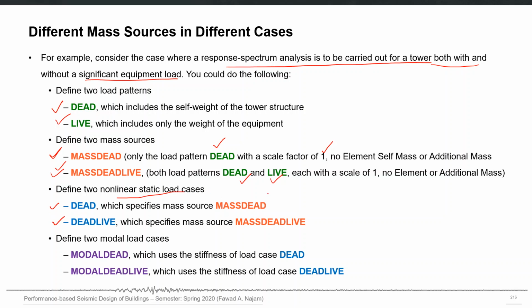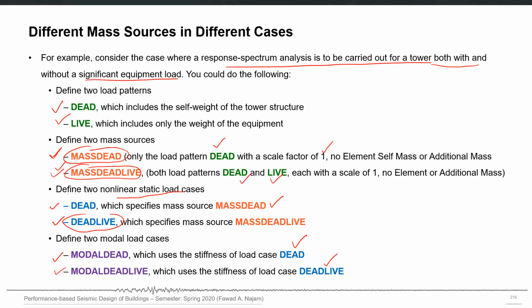So you define nonlinear static load cases, dead and dead live. In dead you specify the mass source as mass dead, here this one, and in dead live you specify the mass source as mass dead live, this one. Then you define two modal load cases, modal dead and modal dead live. In modal dead you select the stiffness of the load case which is dead, and in modal dead live you use the stiffness of the load case which is dead live.